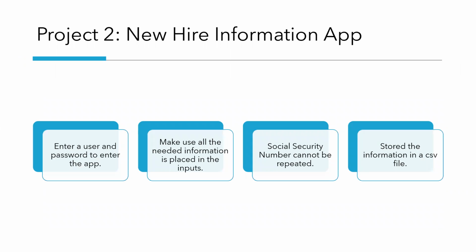For my second project, it was a new hire information app. So let's just say managers could enter all of the information of a new employee into it. It uses a very basic username and password type of app in order to enter all of the information. And the information itself, there's some that is required and some that is not, like middle name, for example. So if you leave blank one of the information that is required, it's going to say, hey, this information is required. And also the social security number cannot be repeated. So you cannot put new information if the social security number is the same as someone's before. And it stores the information in a CSV file.